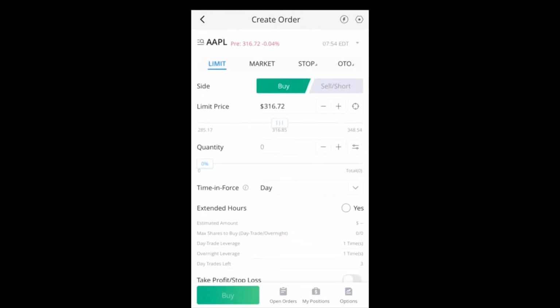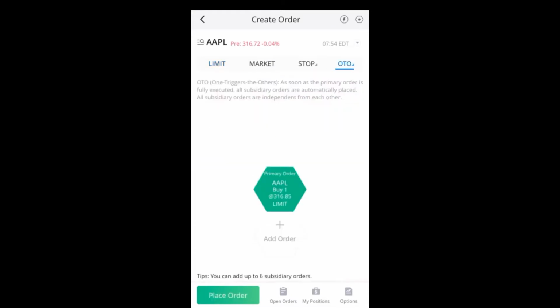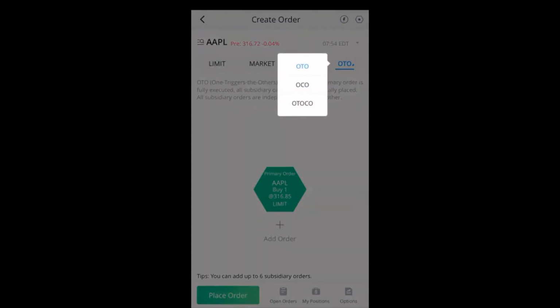And you can choose a limit order, market order, stop orders. You can also do advanced orders like one triggers other. You can do one cancels other, and then one triggers other, which cancels other. These are really advanced options for trading. So if you have multiple trades, whether it's the same stock or multiple different stocks, you can make it so that once your first order completes, it will then move on to the next order. So it's a kind of mini algorithm that you can create on your own.